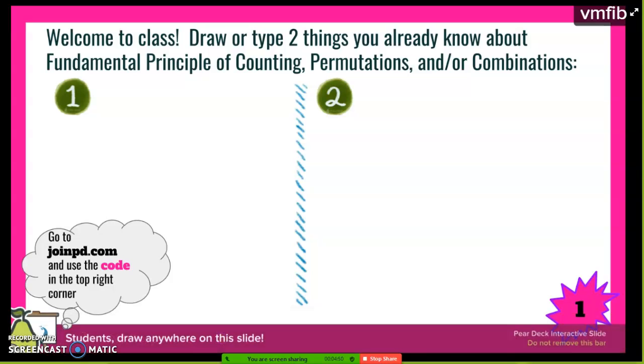Welcome to class, Friday, June 5th, 2020. We're in the home stretch. Go ahead and type me a couple things that you remember from Monday or Tuesday's notes about permutations and combinations.